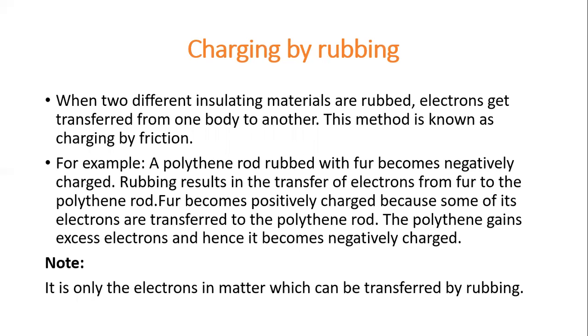For example, a polythene rod rubbed with a fur becomes negatively charged, since rubbing results in the transfer of electrons from the fur to the polythene rod. Now, the fur becomes positively charged because some of its electrons are transferred to the polythene rod. The polythene gains excess electrons and hence it becomes negatively charged. You have to note that it is only electrons in matter which can be transferred by rubbing.